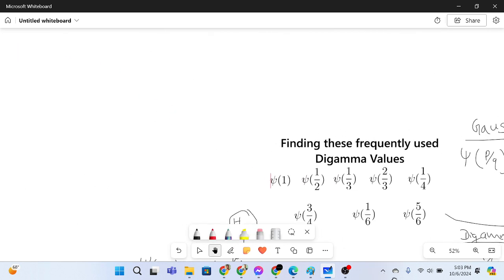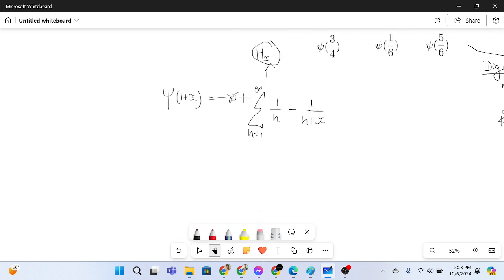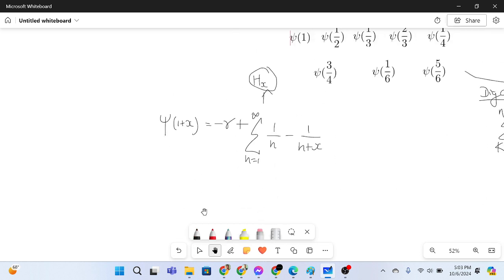Let's do it then. First of all, for Digamma of 1, we don't need that formula. We can find Digamma of 1 basically from the original definition itself. Just put x as 0. If you put x as 0, you get Digamma of 1 as negative Euler-Mascheroni constant plus the sum of 1 by n minus 1 by n, which is 0. So Digamma of 1 is just negative Euler-Mascheroni constant.